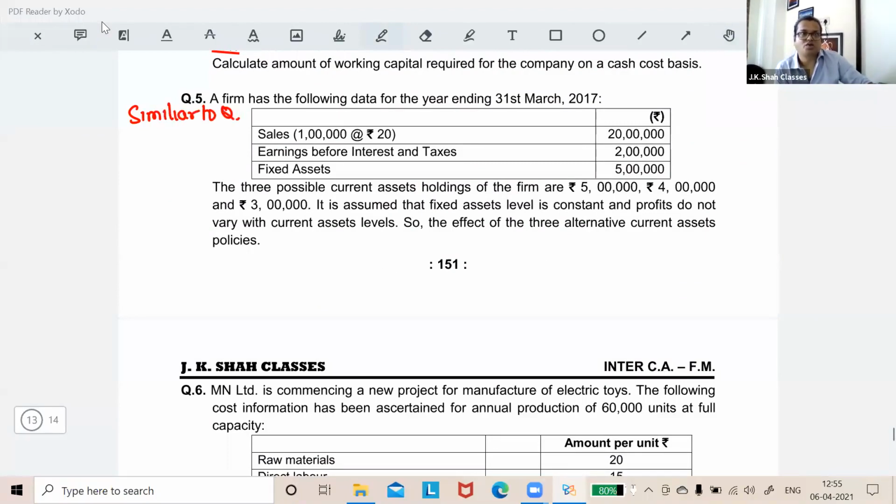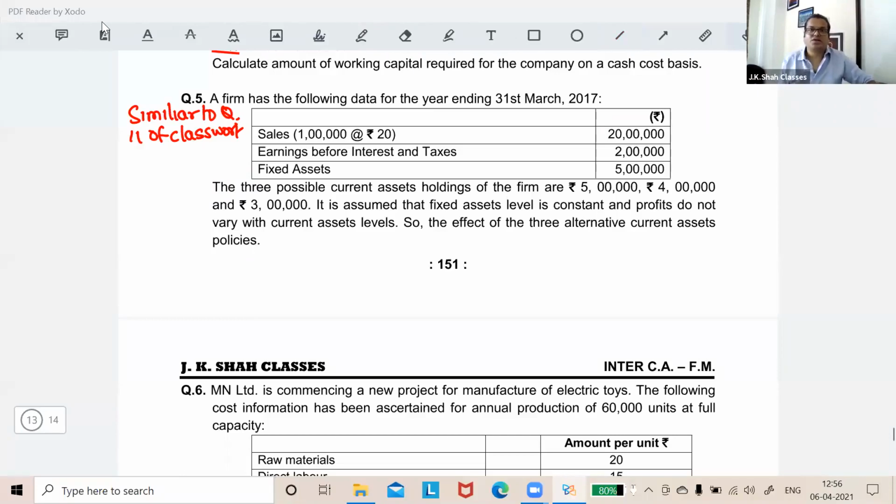Similar to question 11 of classwork, and this question is a little incomplete, so just complete that. So the effect of 3 alternative current asset policies is to be evaluated.